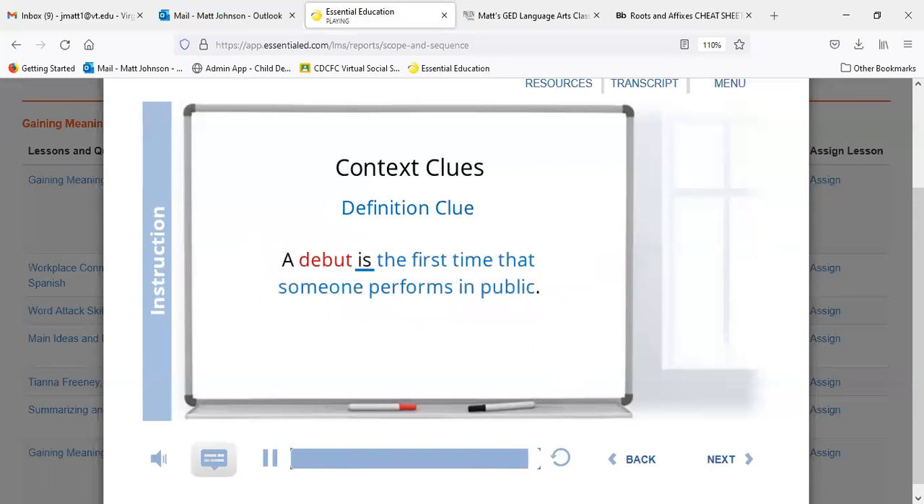Sometimes a definition will use the signal word is, like in the sentence, a debut is the first time that someone performs in public. So, what do you say? Do you want to give context clues a try?